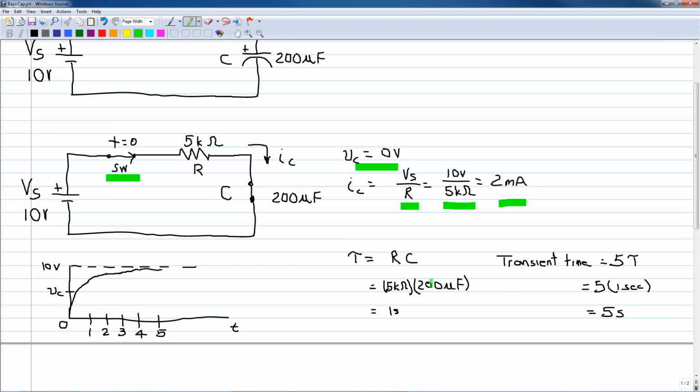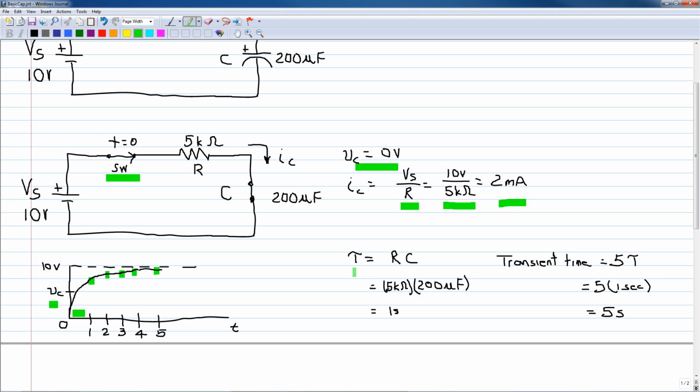As the capacitor charges, the voltage begins to build up across the capacitor. At t equal to 1 second, you have a certain amount of voltage. At t equal to 2 seconds, you have another amount of voltage, and it continues to charge through its charging time until it becomes fully charged, or has 10 volts across it, which is the source voltage.